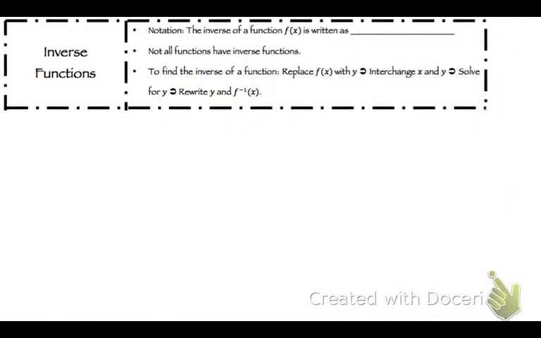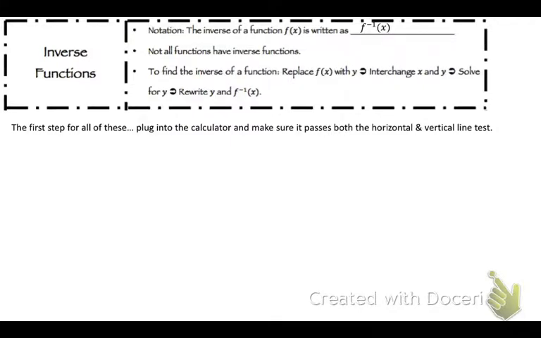So the notation of an inverse function is written as f of -1, f -1 of x. So that's just the inverse function. Not all functions have inverses. And then to find the inverse, replace f of x with y, interchange the x and the y, and then solve for y, and then rewrite y as f of -1 of x. I forgot to do that. Whoops. We'll just do it as we go along.